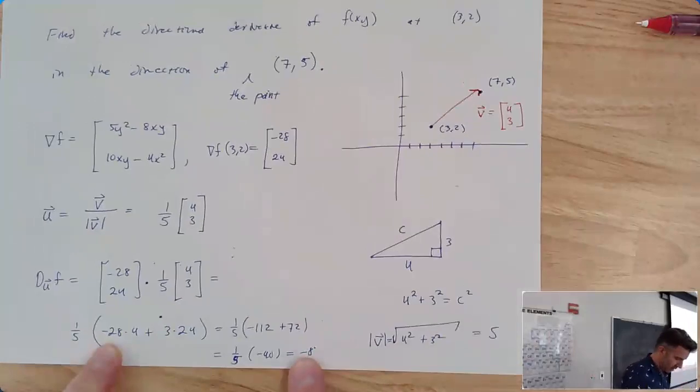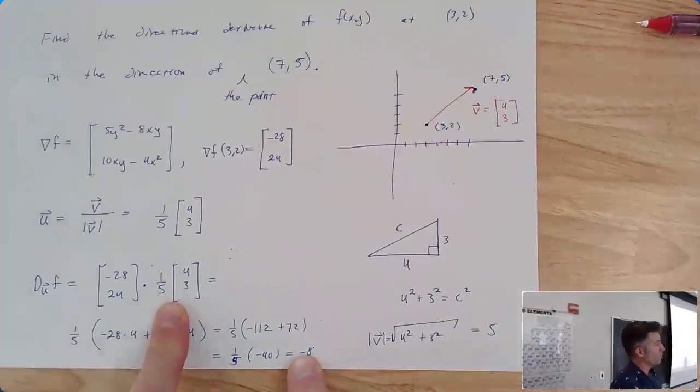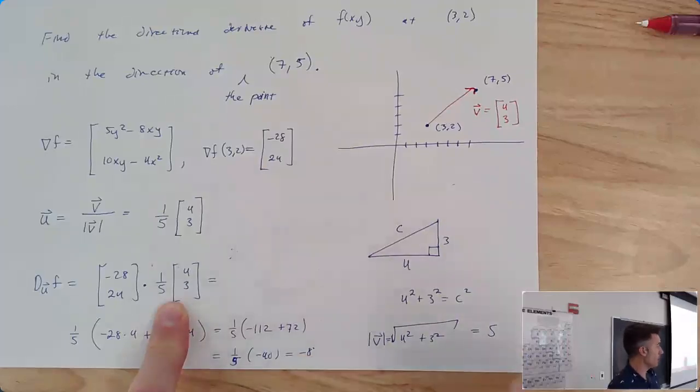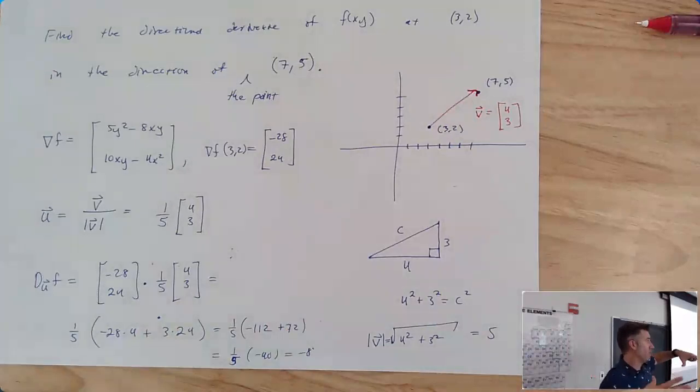Oh, sorry, I'm putting the wrong thing. It is negative in this direction. So what we're saying is the slope is negative. Meaning if I travel in this direction on the surface, I will be going down the mountain instead of up the mountain.